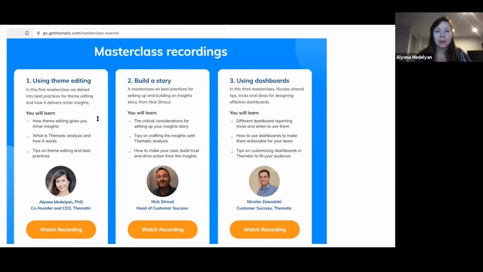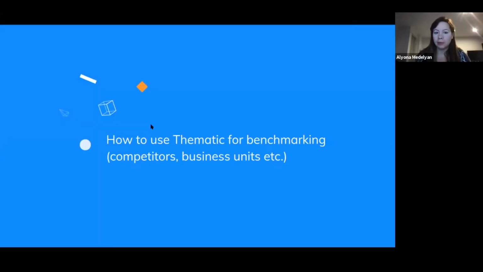So today's session is about benchmarking, also called comparative analysis. We will talk about how to compare your company against competitor companies, or within your company, comparing different business units, or even potentially product lines and different types of customers.